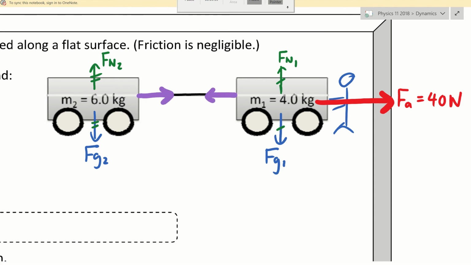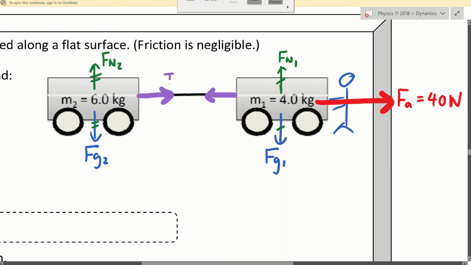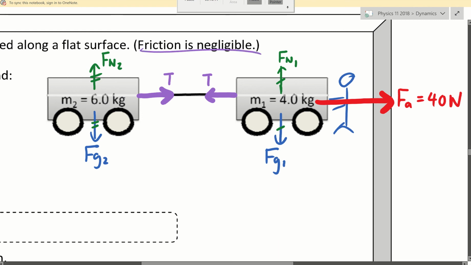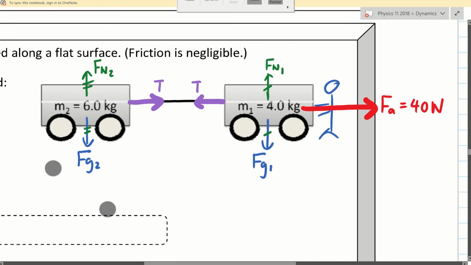Depending on who you ask, the tension is either pointing to the left or pointing to the right, but we call it tension. Okay, so force of tension right there. Now, what else? Does the question mention anything about friction? Friction is negligible. Okay, so let's assume that for this first example, there is no friction. Then we have this picture. Now, this picture at this point is done.